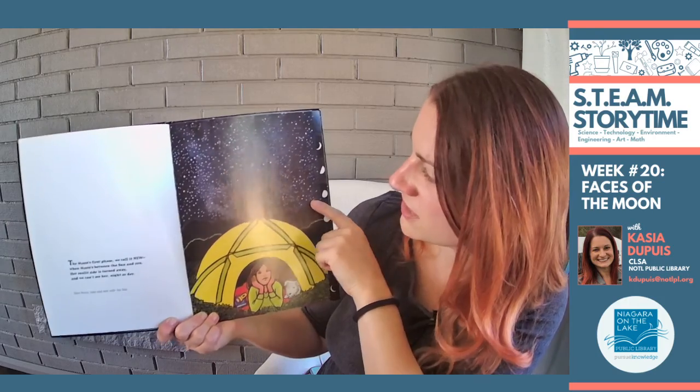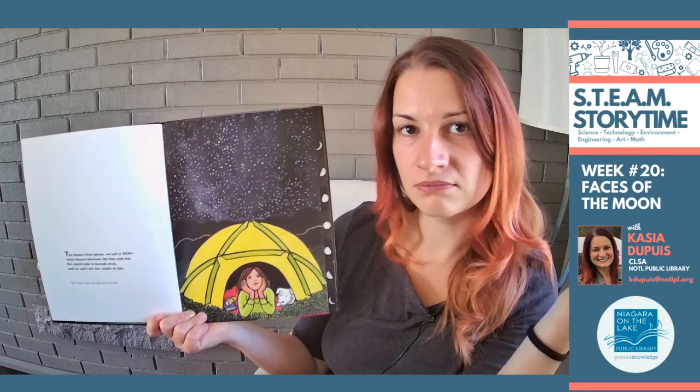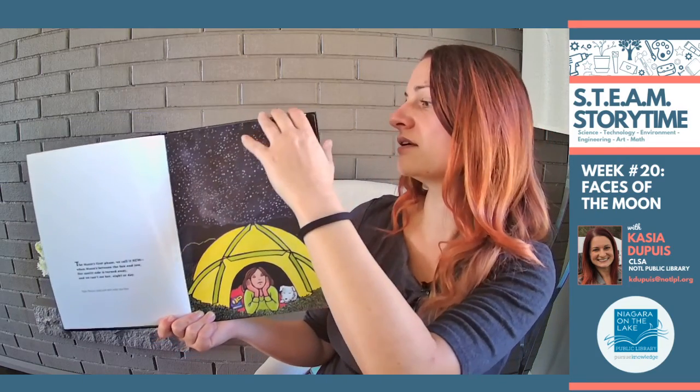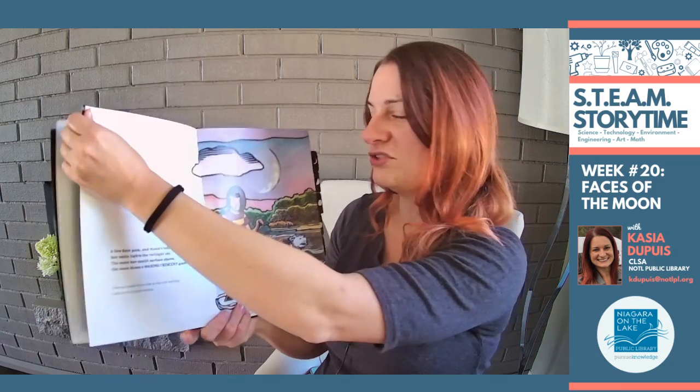So the new moon, when it's called the new moon, we can't actually see it. We don't even see it in the sky because all the shiny side is pointing towards the sun, not towards us on Earth. This is where the book gets cool.